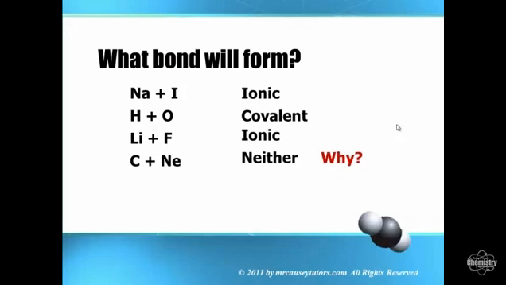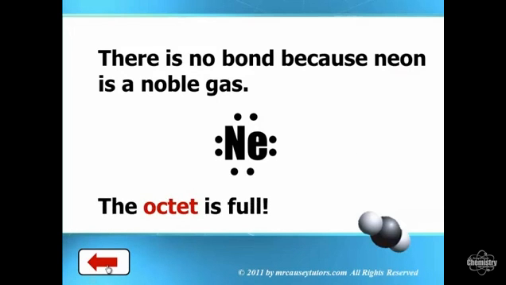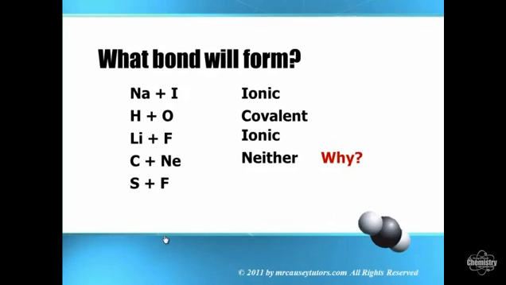Neither. Why? Well, there's no bond because neon is a noble gas. The octet's full. It doesn't want a bond. It doesn't need electrons. It doesn't want to give up electrons. Then we have sulfur and fluorine, covalent. And arsenic and chlorine, covalent and somewhat ionic.